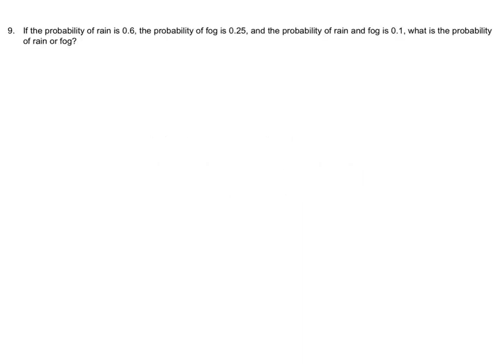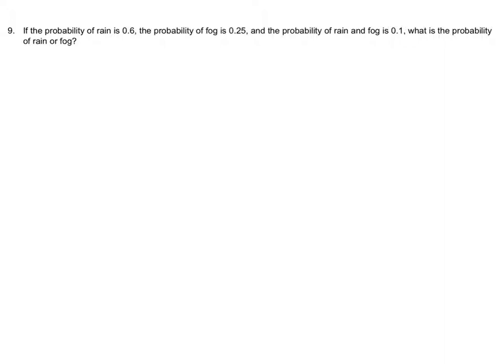Unions of Events Part 1. If the probability of rain is 0.6, the probability of fog is 0.25, and the probability of rain and fog is 0.1, what is the probability of rain or fog?